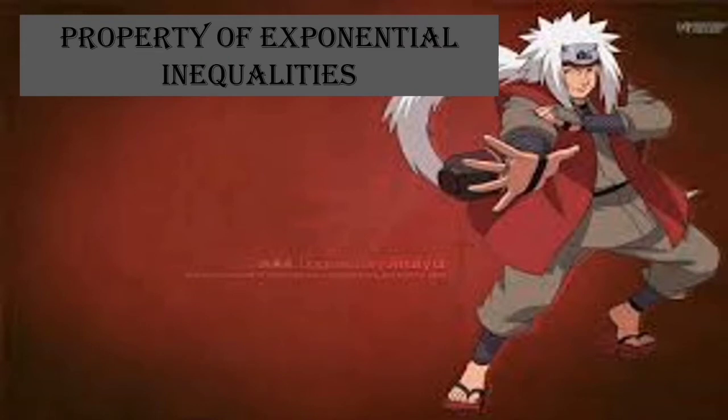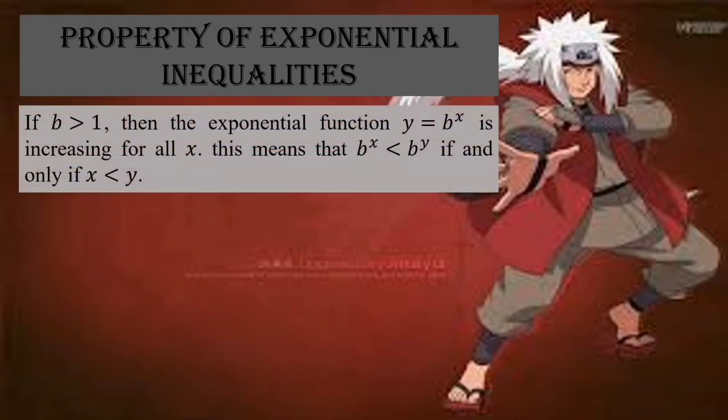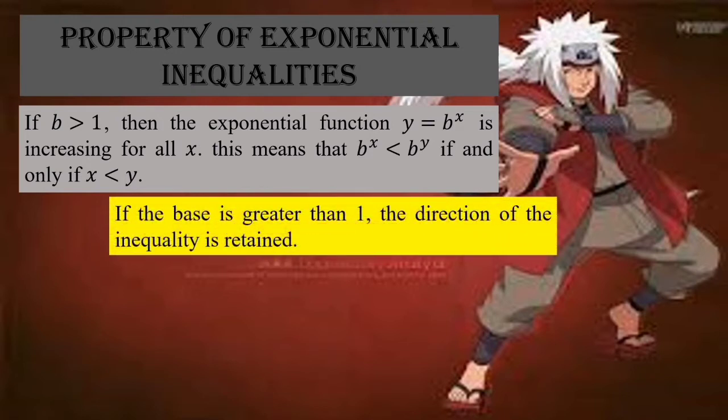Property of exponential inequalities. First, if b is greater than 1, then the exponential function y is equal to b raised to the power of x is increasing for all x. This means that b raised to the power of x is less than b raised to the power of y if and only if x is less than y. So, if the base is greater than 1, the direction of the inequality is retained. So, tanda natin, kung yung base natin is mas mataas sa 1, ang direction of inequality natin ay i-retain natin.